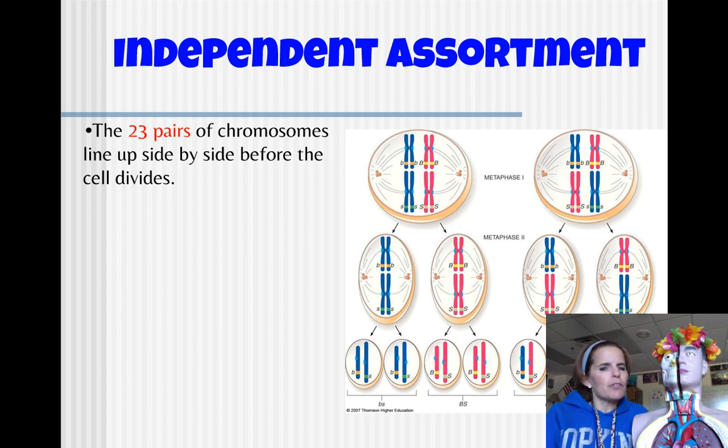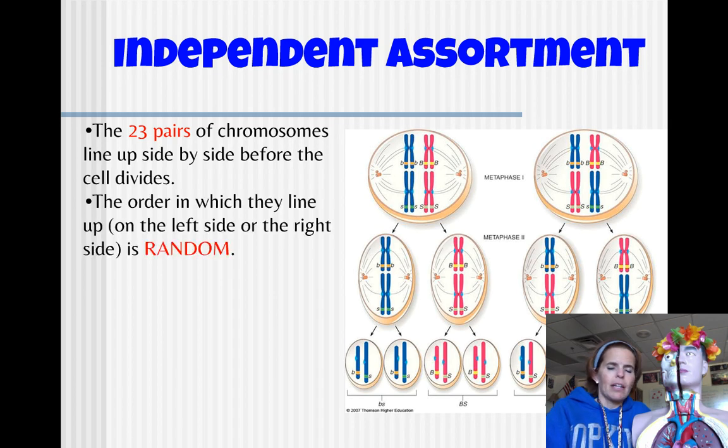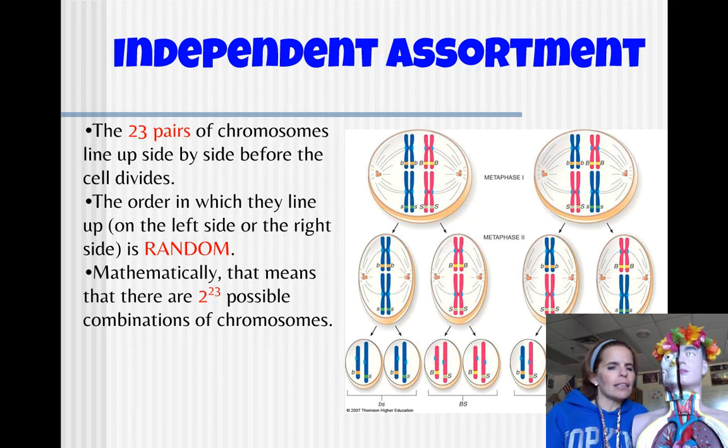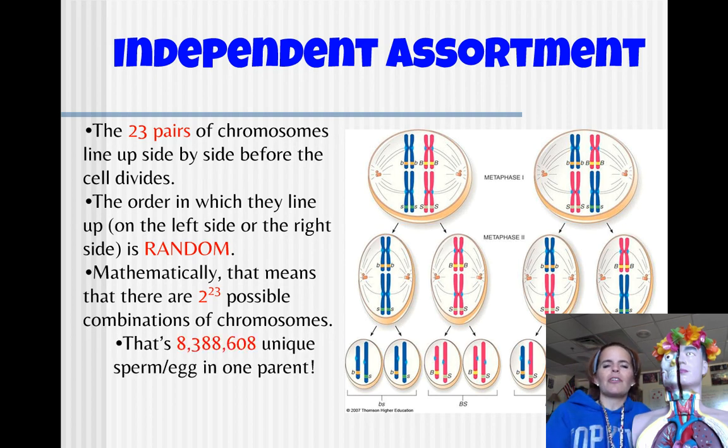The 23 pairs of chromosomes that humans have, and this happens in everybody else who reproduces sexually, the 23 pairs of chromosomes line up side by side before the cell divides. That's in metaphase 1. The order in which they line up, though, is a random process. So they can line up on either the left or the right side, sometimes left, sometimes the right. Mathematically, that means that, at least for humans with 23 pairs of chromosomes, there are 2 to the 23rd possible combinations of chromosomes. That's more than 8 million unique combinations of chromosomes for just one sperm or egg, possible combinations.